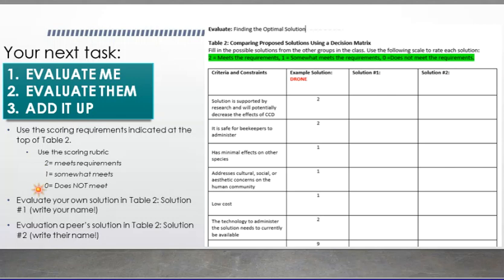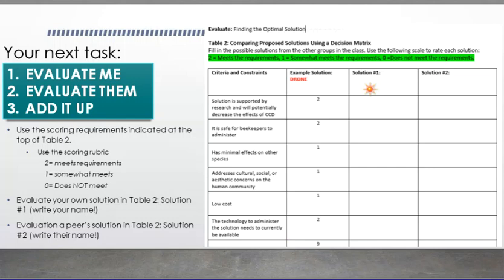Okay? So what you're going to do in the table, if you look at the drone solution, there's some examples where she has 1s, where she gets 2s, and then at the very bottom is a total of all of these scores added up. 2 plus 2 plus 1 plus 1 plus 1 plus 2 gives us 9. Okay? So then you're going to do the same thing.